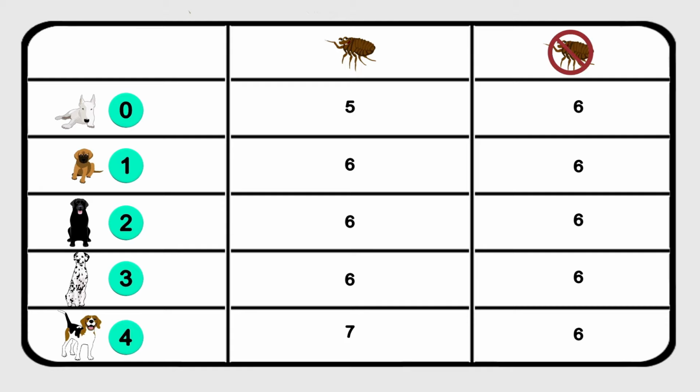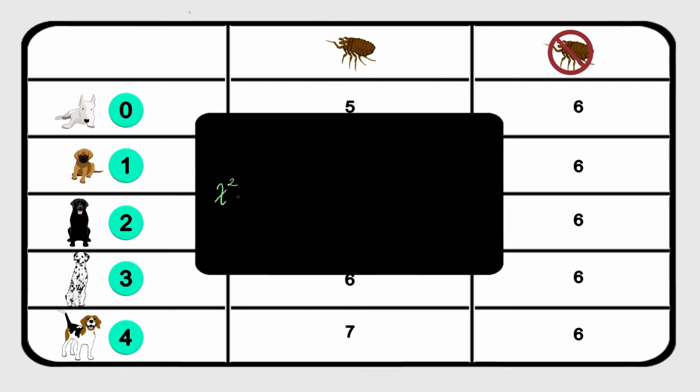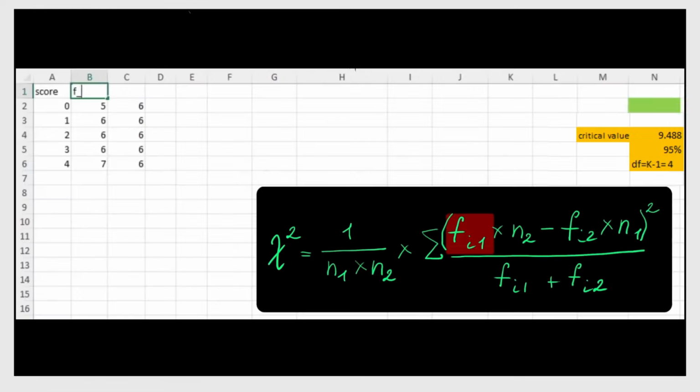So, if you really do not want to chase fleas, we can stick with the data we have already collected, although ideally, we should increase the sample size of white dogs. The chi-square formula looks like this. N1 and N2 are the sizes of the 2 samples, and F sub I1 and F sub I2 are the number of objects possessing the ith trait in the first and second populations, respectively. Next, we create a table to calculate the chi-square for our data.